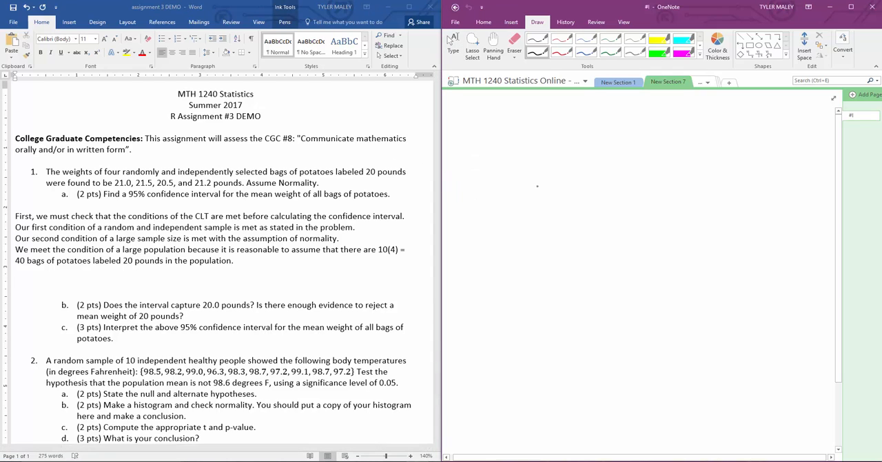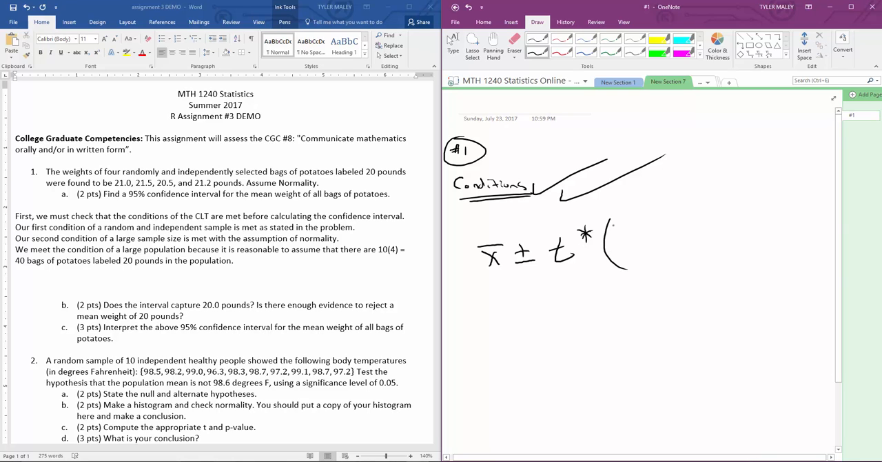So we check our conditions, and these are met. Now what we need to do is construct the confidence interval. The confidence interval is x bar plus or minus t critical times the sample standard deviation divided by the square root of n. This makes our confidence interval.